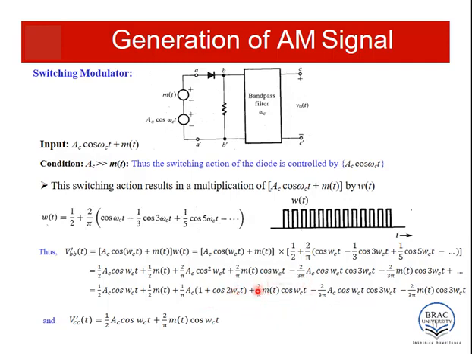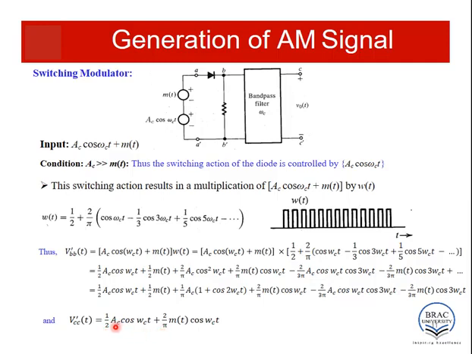Now this is the term where the frequency is closer to ω_c, because m(t) is the message and its frequency is ω_m, which is much lower than ω_c. So the overall frequency of this term is much closer to ω_c. So this will be passed. And further on, all the components will have 3ω_c, 5ω_c, 7ω_c and higher order terms, so they will also be blocked. So the final output of the band pass filter is v'_c(t), which is half A_c cos ω_c t plus 2 by π m(t) cos ω_c t.